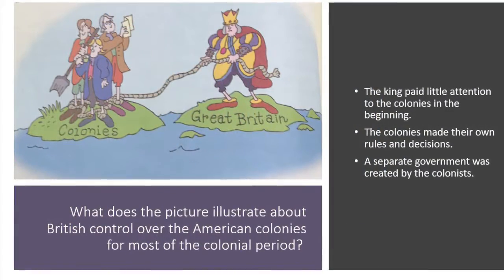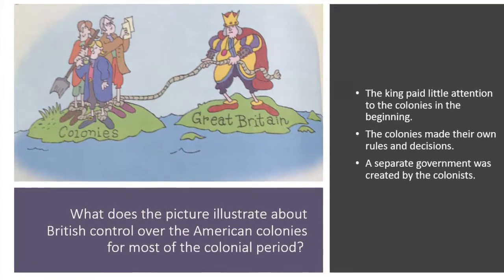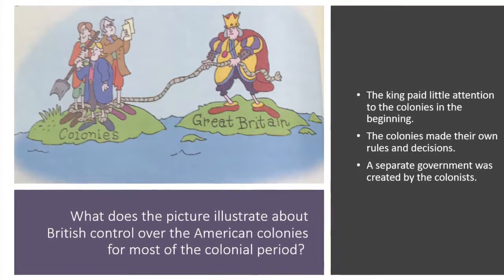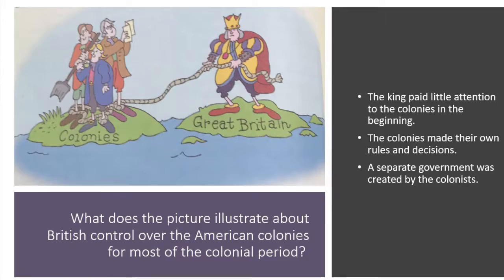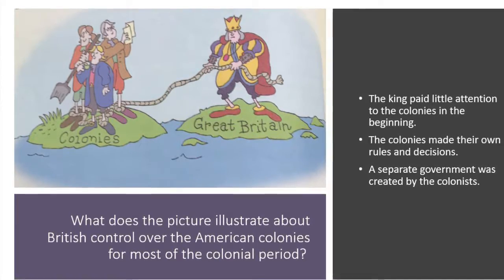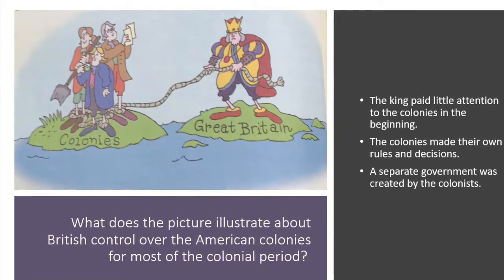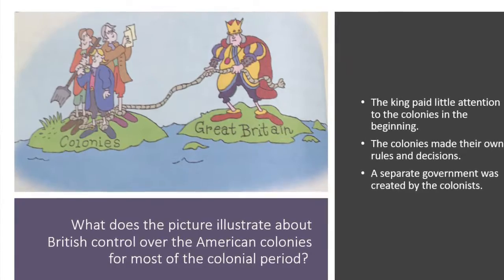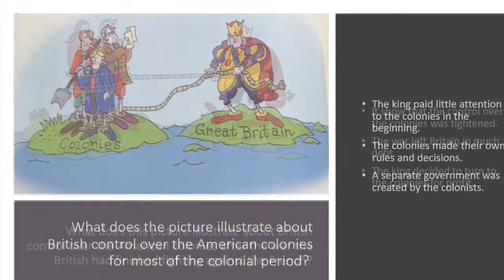What does this picture illustrate about British control over the American colonies for most of the colonial period? The king paid little attention to the colonies in the beginning. The colonies made their own rules and decisions. A separate government was created by the colonists.